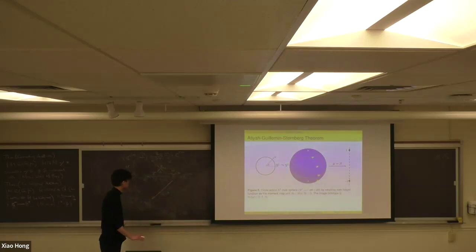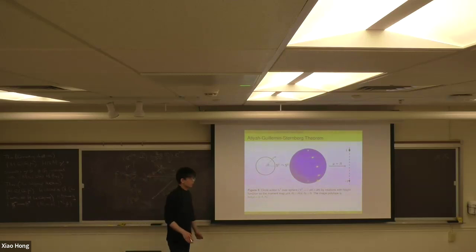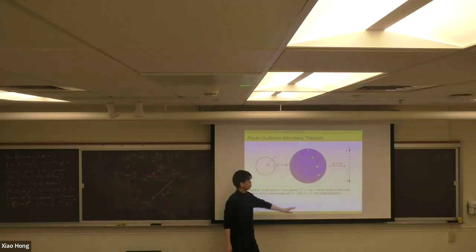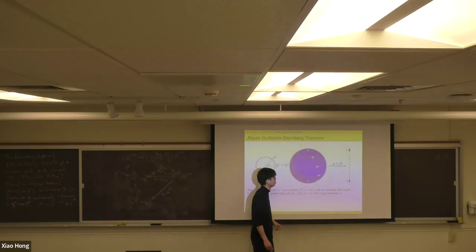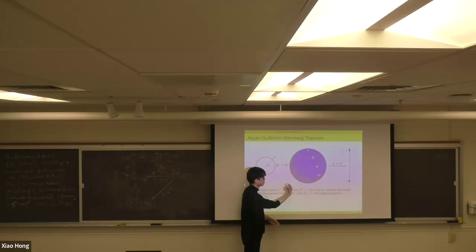So we come back to our first example, the circle action on the sphere. And we know that the height function is the moment map, and the north pole and south pole are fixed by this rotation. They are not rotated.